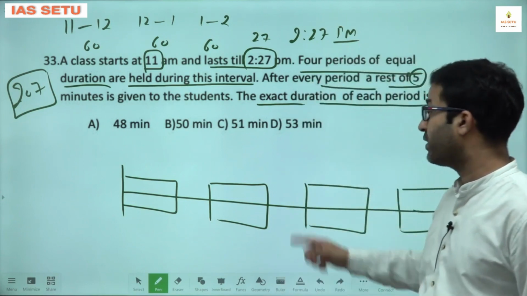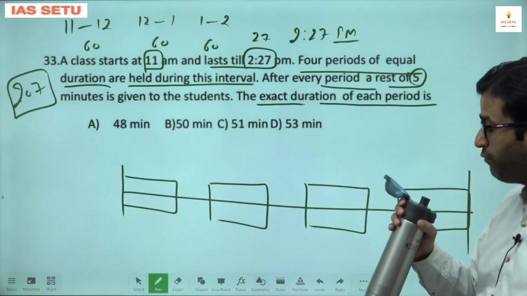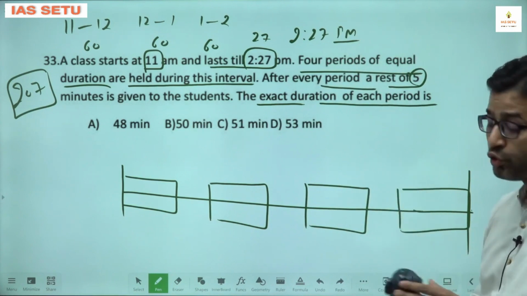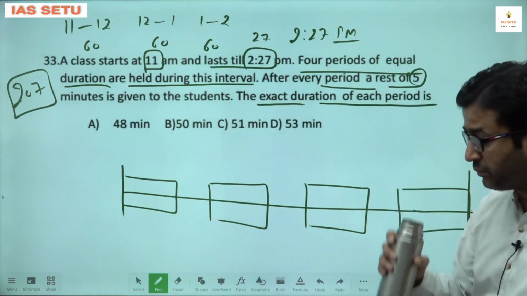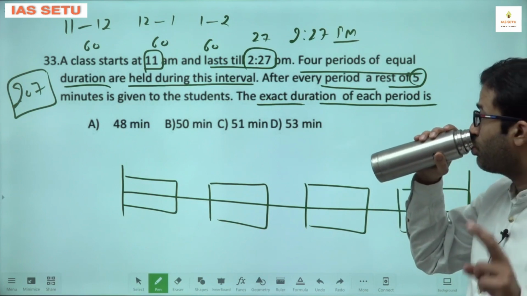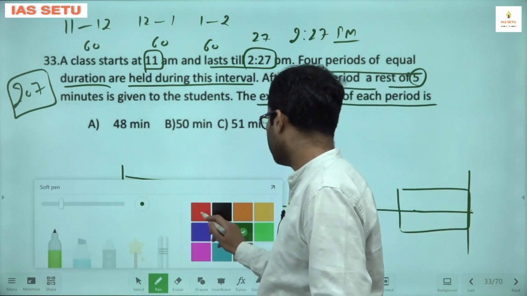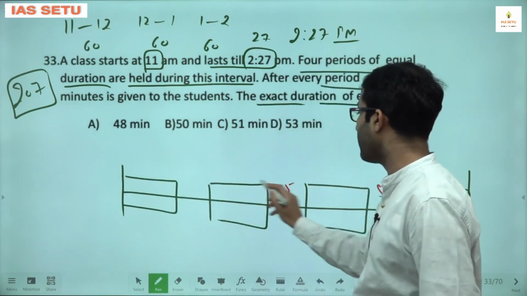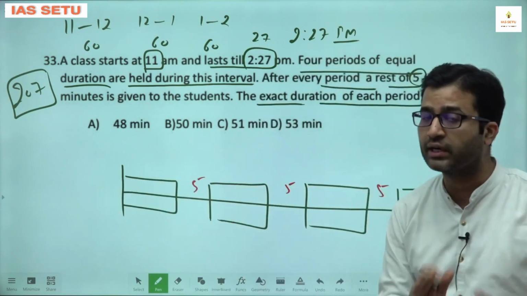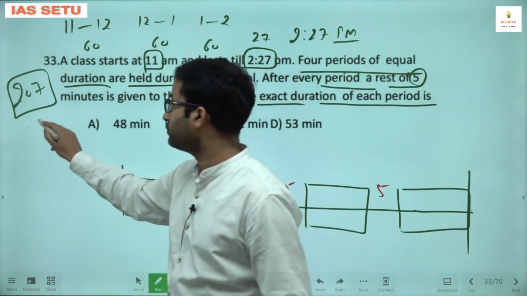So there are 4 periods and 3 gaps. 3 gaps of 5 minutes, so gap duration in total becomes 15 minutes. Step number 2. So this is 5 minute gap, 5 minute gap, 5 minute gap. Total gap duration becomes 15 minutes.